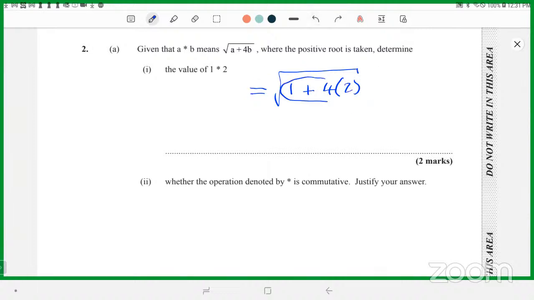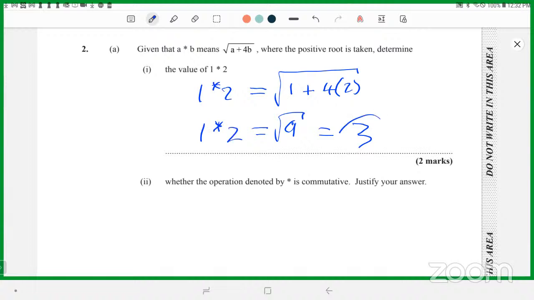Now this under here becomes a 9, because 4 times 2 is 8, and 8 and 1 is 9. This becomes the square root of 9, which then works out to a value of 3. So the answer is 3. So it means that 1 star 2 is equal to 3.